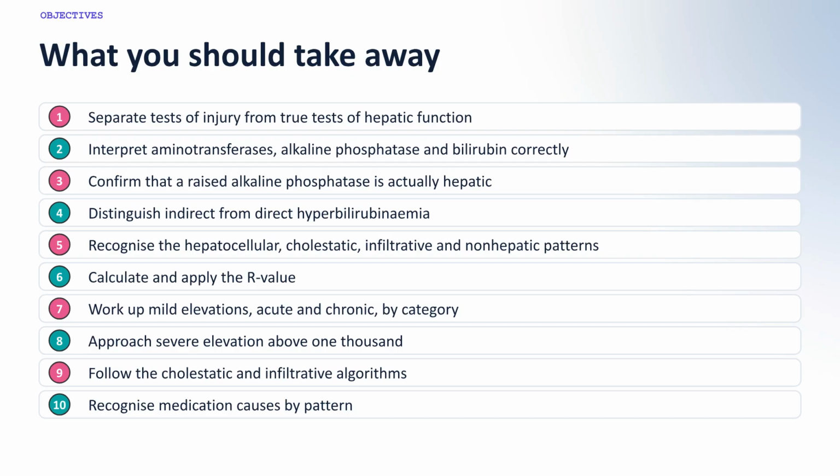Here is the plan. First, the individual tests and what each one actually measures. Second, the 2 tests that genuinely reflect hepatic function. Third, the patterns those tests make together. Fourth, the R value, which turns the pattern into a number. Fifth, the approach by magnitude. Mild elevation acute, mild elevation chronic, and severe elevation above 1000. And finally, the 2 algorithms. One for the cholestatic pattern, and one for the infiltrative pattern.